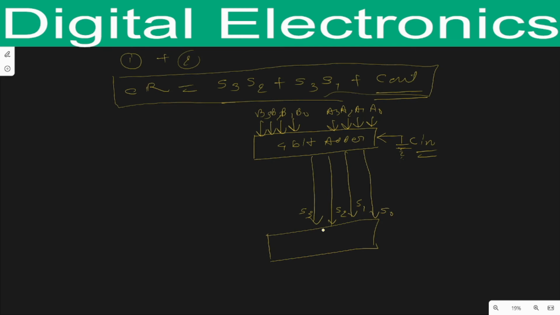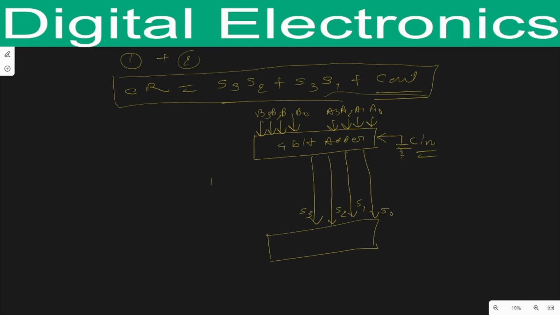Okay, so this one is the simplest circuit when no correction is required. When we add two numbers, one is A of 4 bit, the second is B of 4 bit, so accordingly we will get the sum S0, S1, S2, S3. This one is also a BCD number. But when our answer is greater than 9, at that time we need to follow this condition for correction. The first one is S3 S2 plus S3 S1 plus C out.